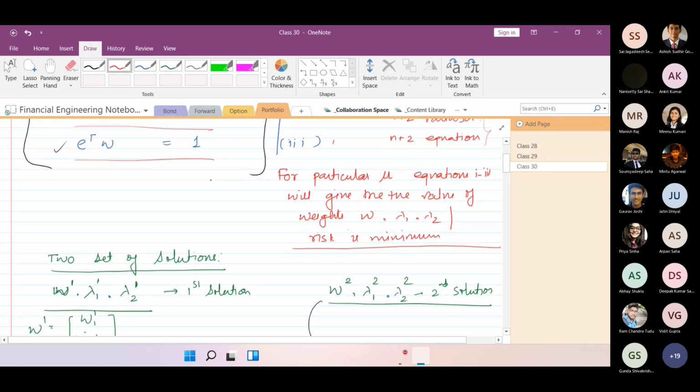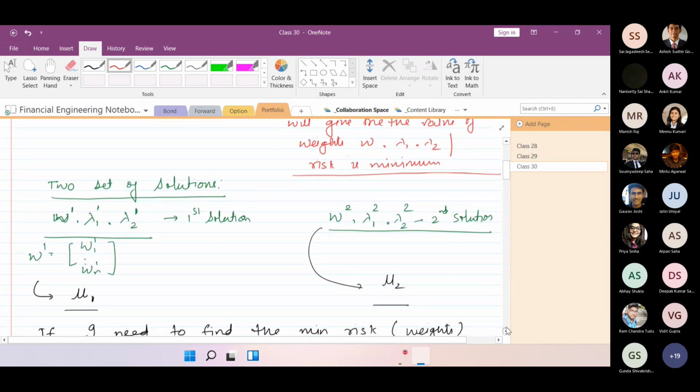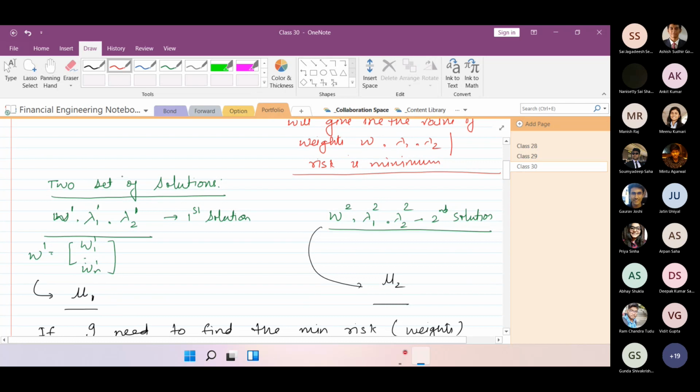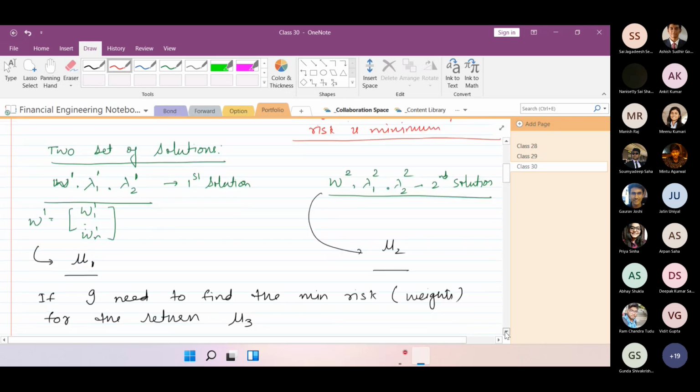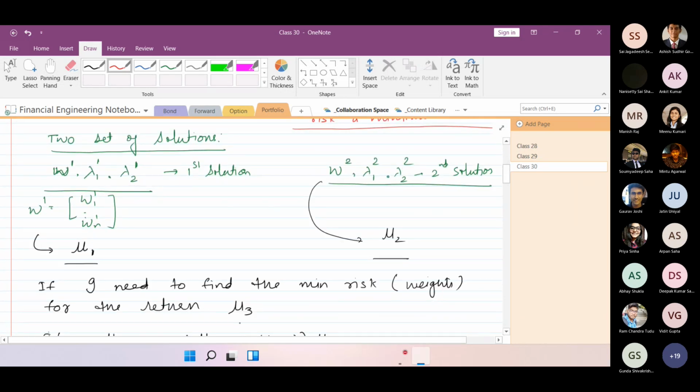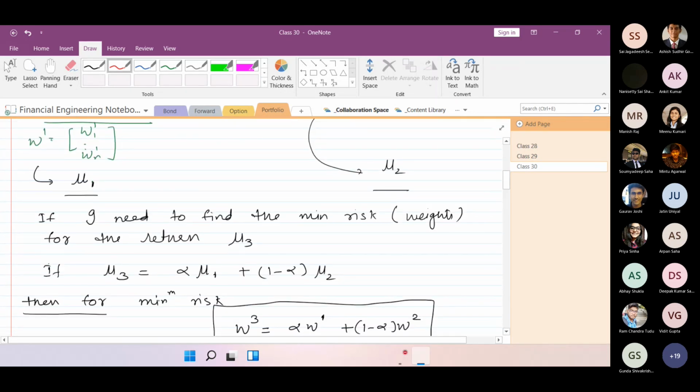One more statement I'm making is that for a particular value of mu, if I am able to get the values of W, lambda1 and lambda2, then that weight W corresponds to the minimum risk. Suppose I have two solutions: weight 1, lambda1, lambda2 for the first solution, and weight 2, lambda1 and lambda2 for the second solution, with returns mu1 and mu2. To find the minimum risk for a particular return mu3, I need to look at how mu3 is related to mu1 and mu2. So this becomes an affine combination of mu1 and mu2.